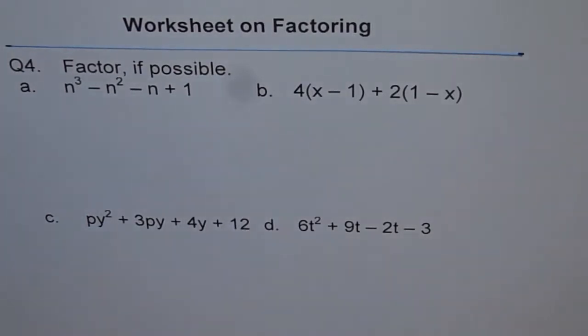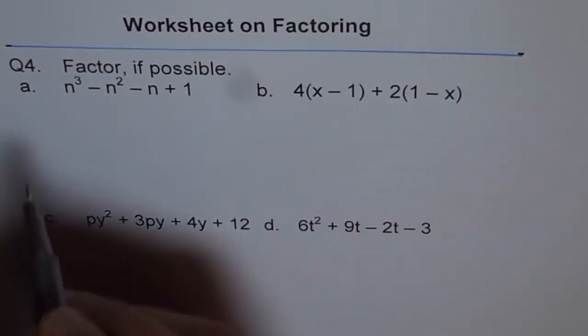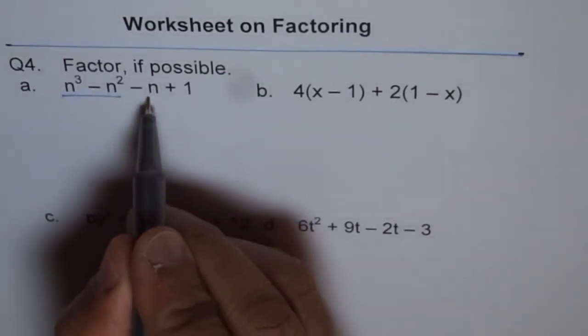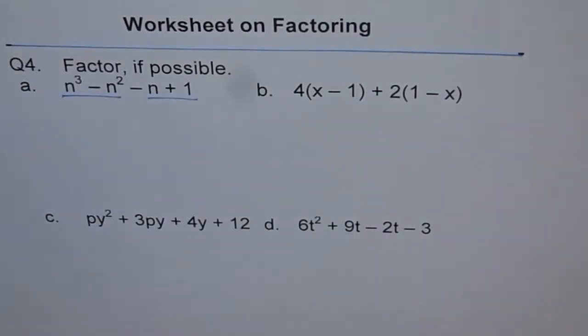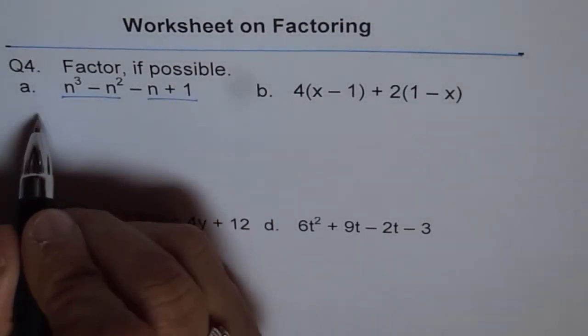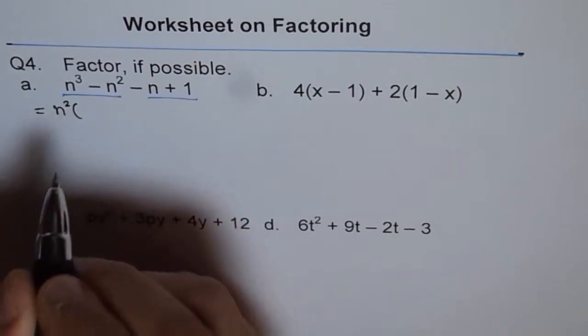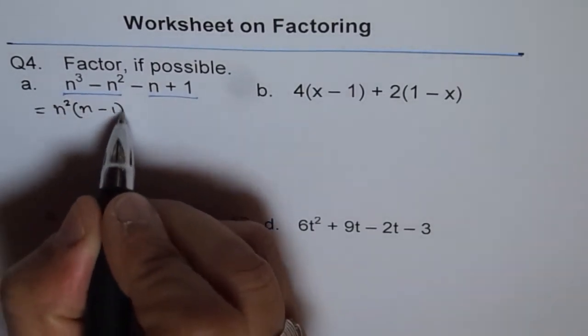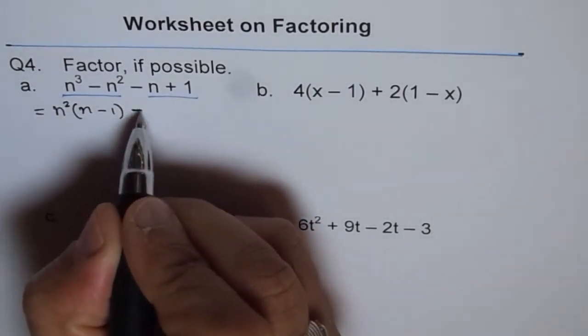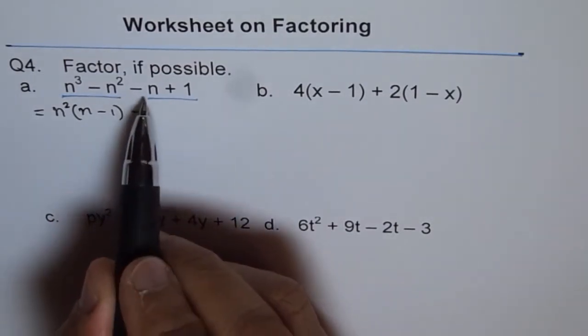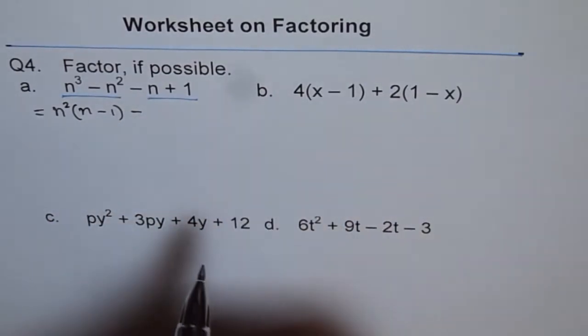Now you can group them in 2's. Now this seems to be a logical group, correct? Most of the time first 2 and last 2 work fine, unless and until you see a trend, right? So we can take n square common here and we'll get n minus 1, and here we can take minus 1 common, right? Since nothing is common, 1 is always common.